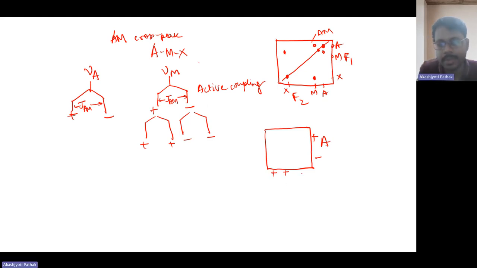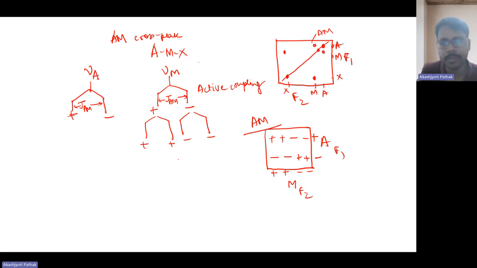So this will be plus plus minus minus for M, and this is F2. Now you multiply these. How many terms will you get? Plus and plus will give you plus. Minus and plus gives you minus. Minus plus gives you minus. Minus plus will give you minus. This plus multiplied by minus will give you minus. Minus minus will give you plus. Minus minus will give you plus. So these are the eight fine structures that you will get in the AM cross peak.